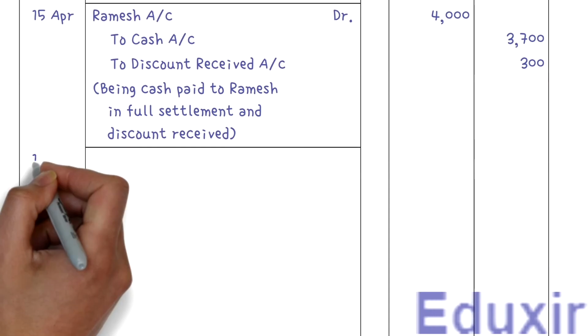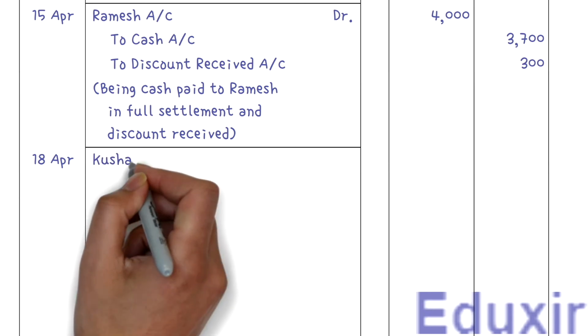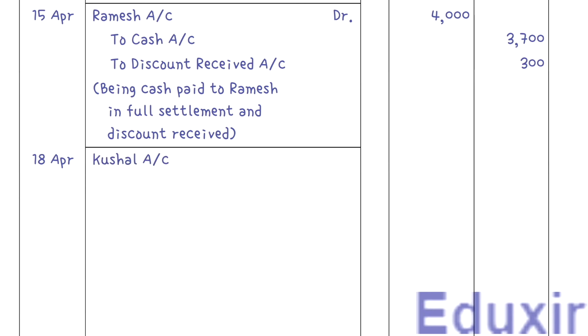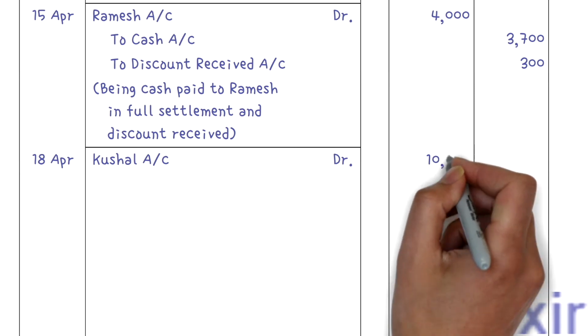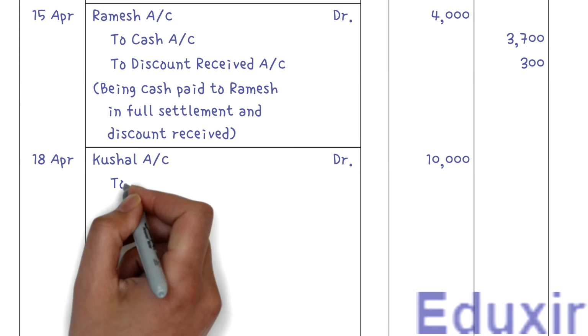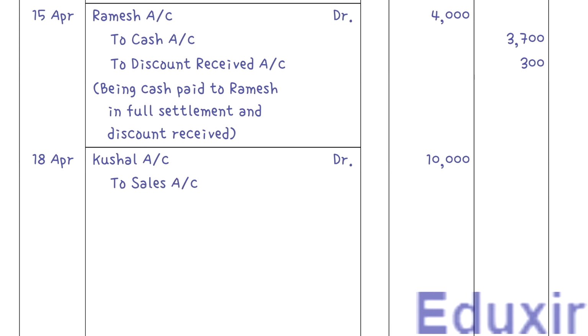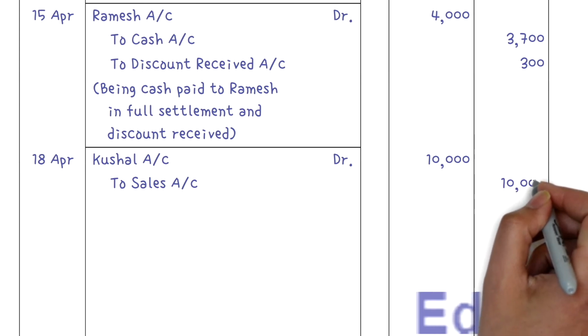Let us first record the date. Let us then record Kushal account as the debit entry. Let us also write the text DR to indicate that this is a debit entry. Let us then record the debit amount of 10,000 rupees in the debit amount column. Leaving a margin, let us record the sales account as the credit entry. Let us also record the credit amount of 10,000 rupees in the credit amount column.